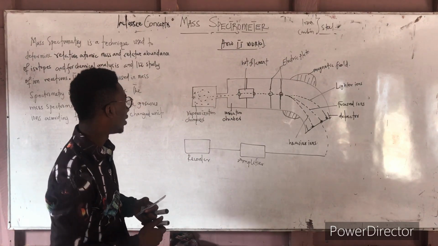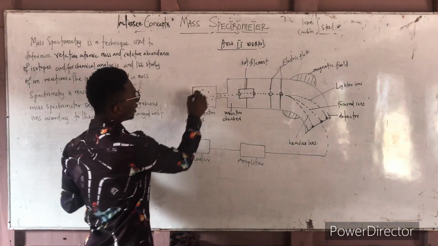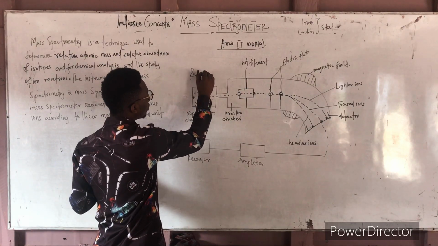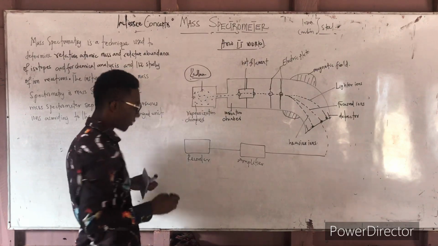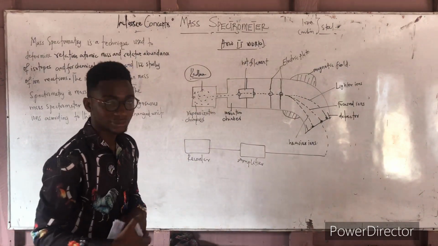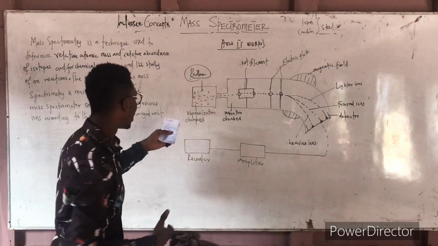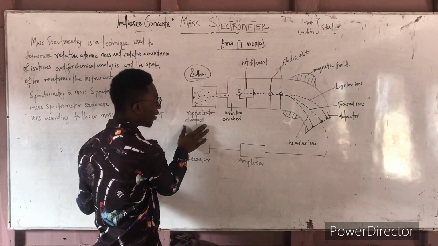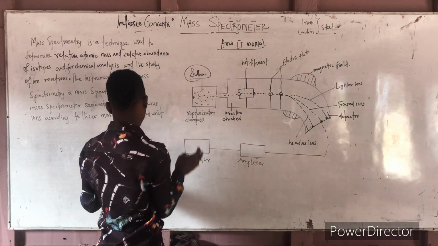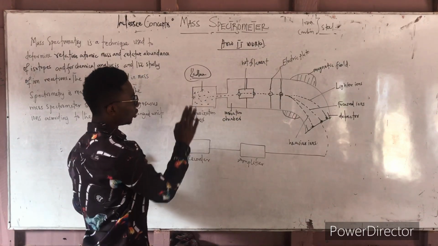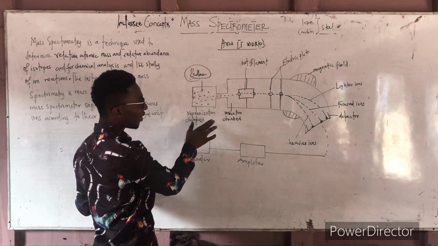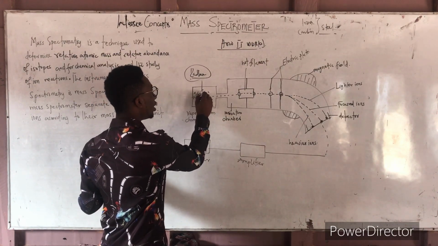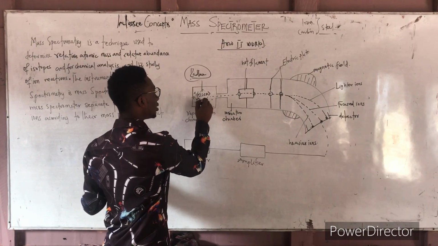In the mass spectrometer, we place in a substance. The substance here can be bombarded, maybe radium, a radioactive substance. The sample present here in the vaporization chamber is vaporized into a gaseous sample. So here you have what? A gaseous what?